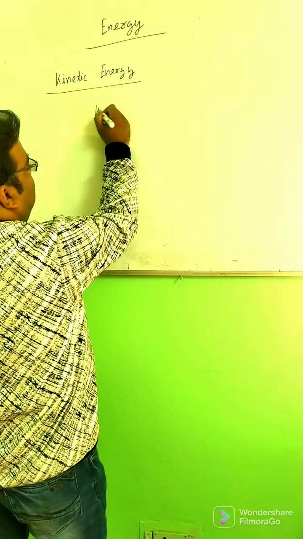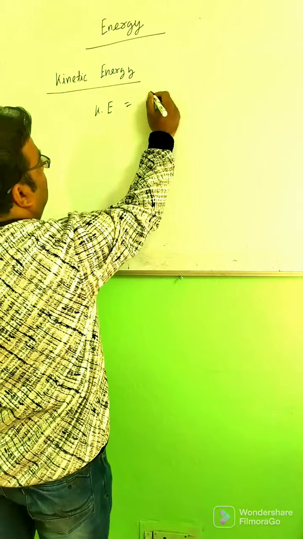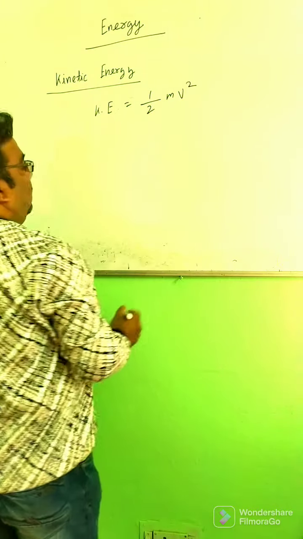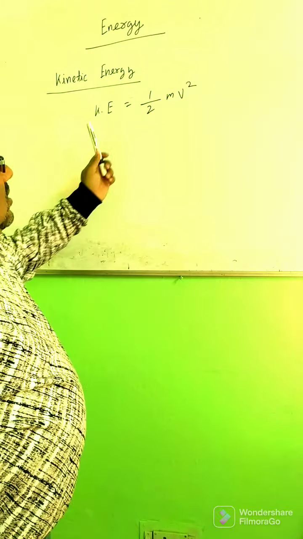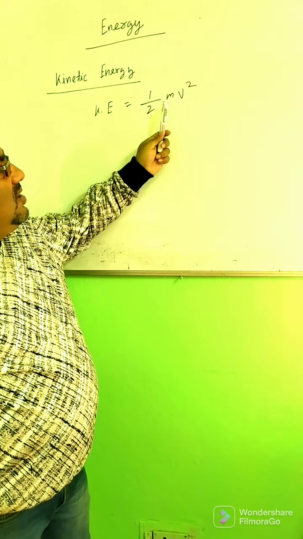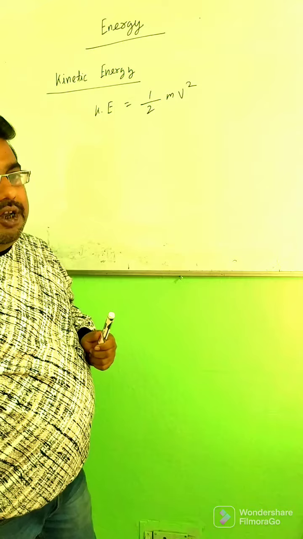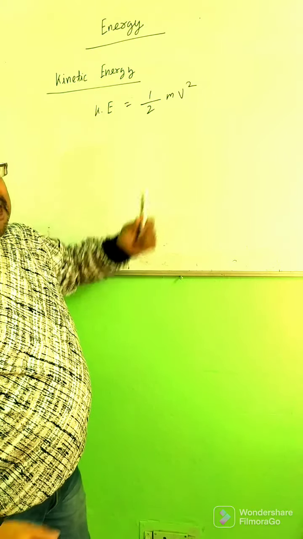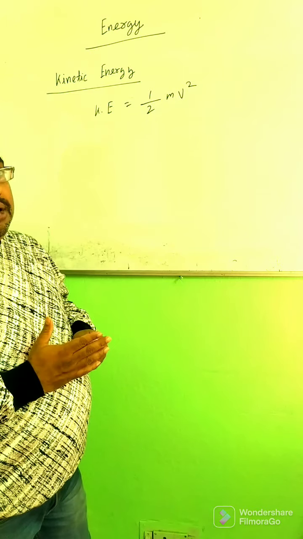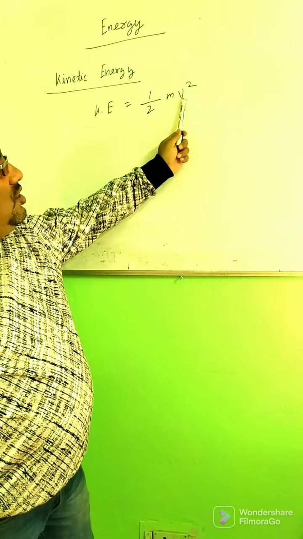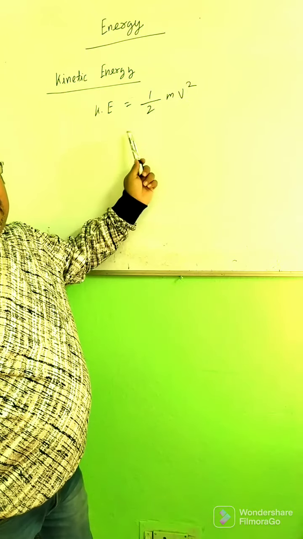Mathematically, kinetic energy is equal to half mv square, where m is the mass of the body and v is the velocity of the body. That means the more the mass of the body, the more kinetic energy it has when in motion, and the more the velocity of the body, the more kinetic energy it has.